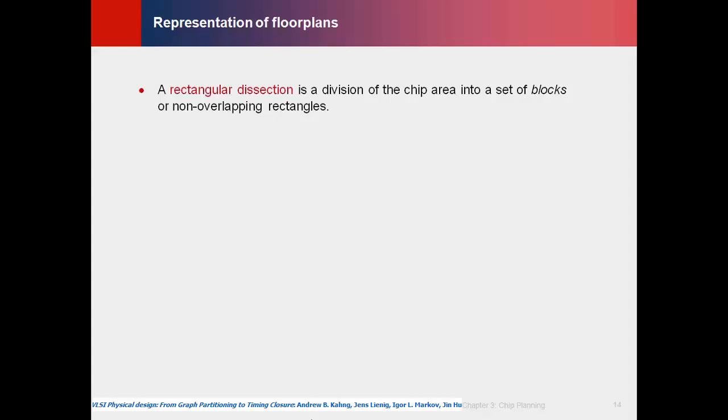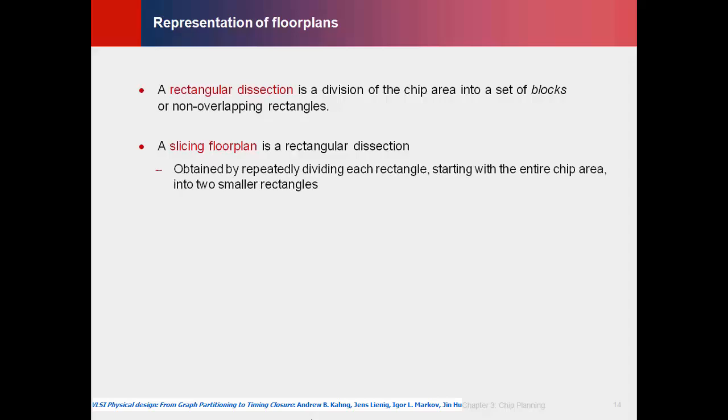Let me talk about representations of the floor plans. Floor plans are represented by what is called a slicing tree. Before we go to a slicing tree, we define some terminology like the rectangular dissection. The rectangular dissection is a division of the chip area into a set of blocks or non-overlapping rectangles. From a rectangular dissection, we get what is called a slicing floor plan, which is obtained by repeatedly dividing each rectangle, starting with the entire chip area, into two smaller rectangles.